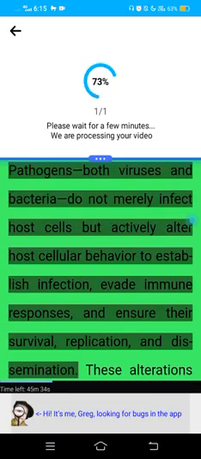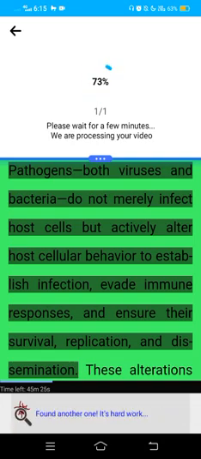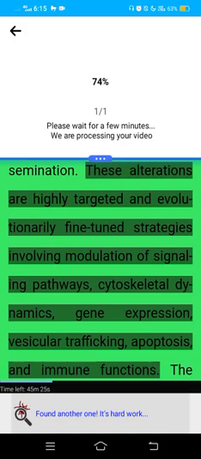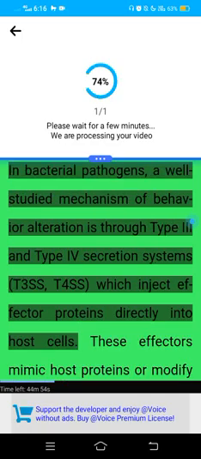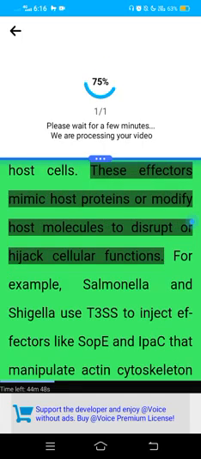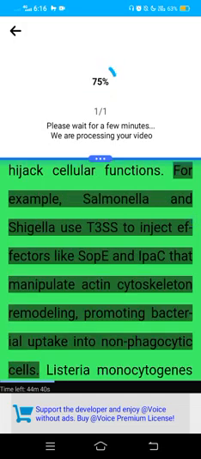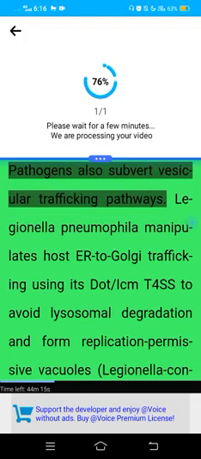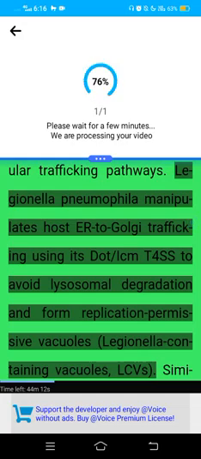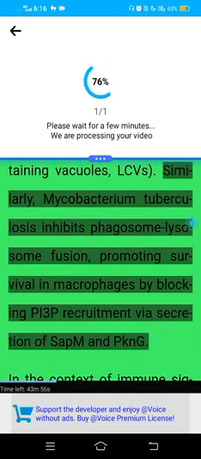Mycobacterium tuberculosis inhibits phagosome-lysosome fusion, promoting survival in macrophages by blocking PI3K recruitment via secretion of SapM and PknG.